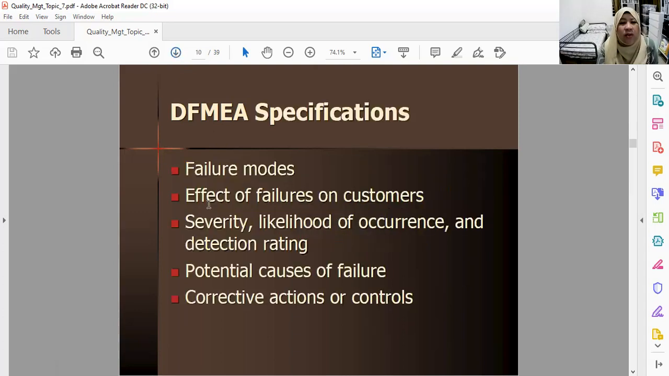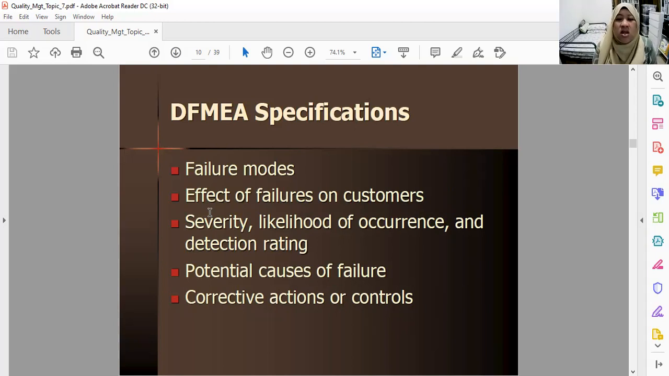And then we have the DFMEA specifications. Number one, we have the failure modes. We couldn't predict that this will be totally perfect. There will be correct times, so there will probably be these failure modes. There will be failure modes that occur.